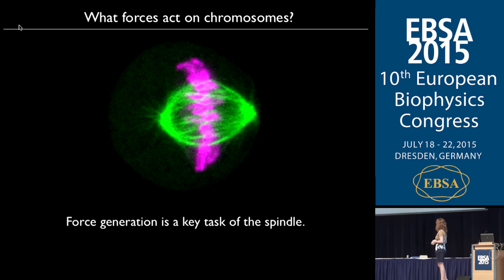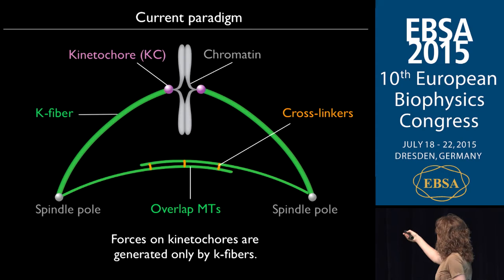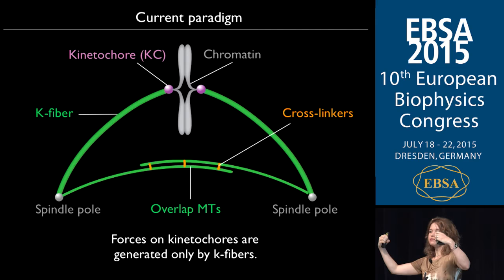So according to the current paradigm, in metaphase, when all the chromosomes are here in the middle of the spindle, the only objects that generate force on the kinetochore are the so-called K-fibers. These are bundles of microtubules that grow from the spindle pole and end at the kinetochore. So they bind to both kinetochores and they pull on them during metaphase.